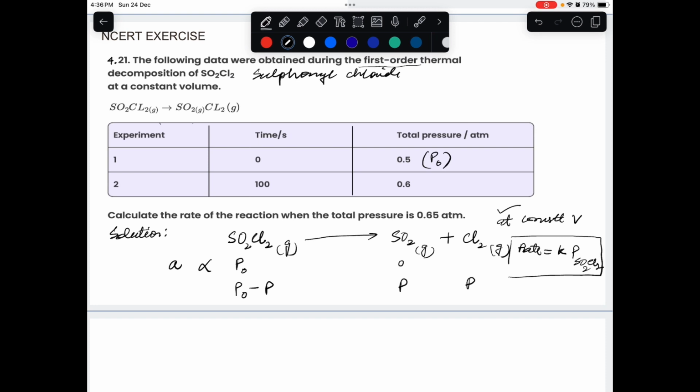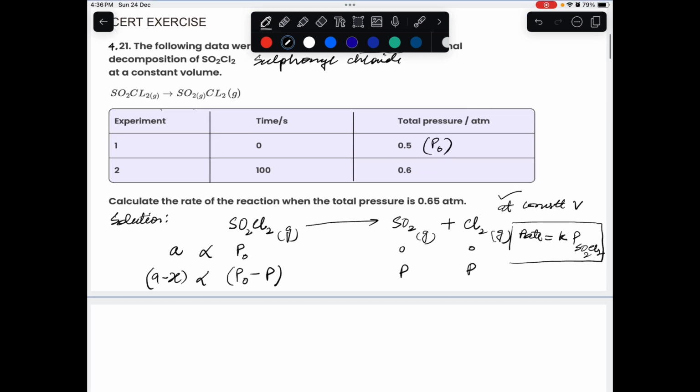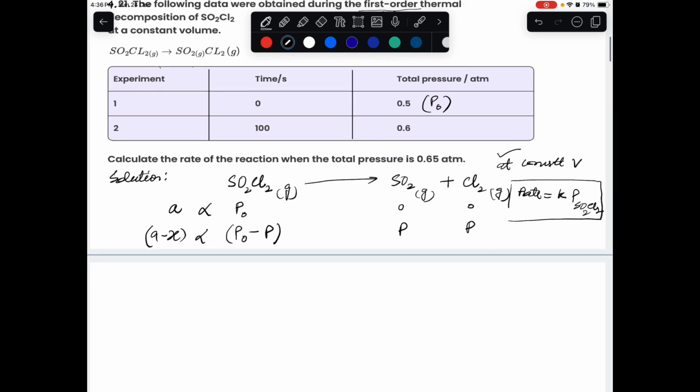Initially these two are 0. They are not there in the medium because only reactants are there. This P0 minus P is nothing but A minus X, the amount left after some time when the reaction has started. Okay, now at a given time, if we want to know this value, that is A minus X, we can use this term P0 minus P. But at a given time in the reaction, that is the vessel in which we are conducting the reaction, we do not know what P is.